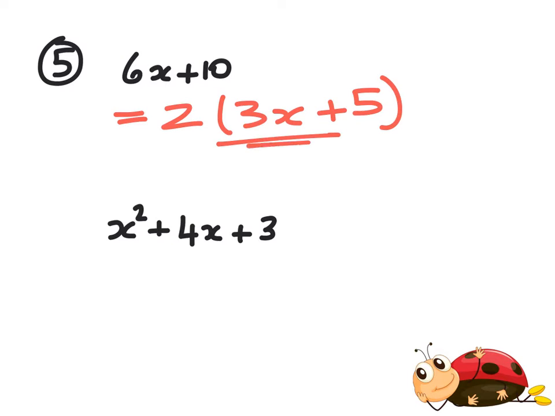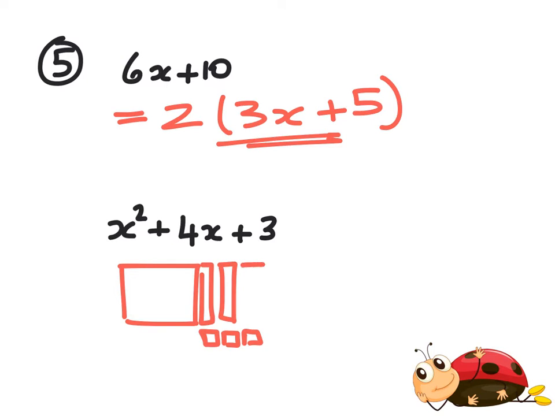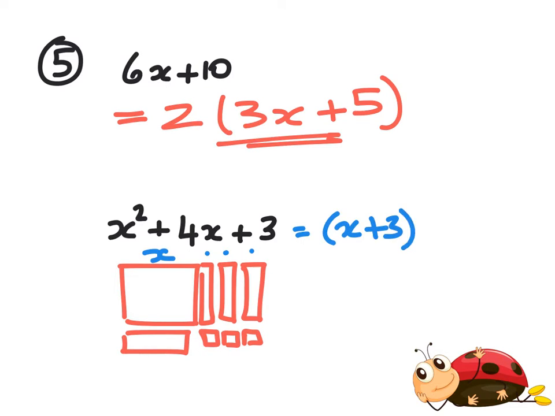Just one bracket. Now this one we've been doing in class, so we've got a big x squared, and we've got 3 units, and we've got 1, 2, 3, 4 strips. So my answer is going to be x and 1, 2, 3 on the top, so x add 3, and x and 1 down the side, x add 1. Okay, yours is as easy as that.